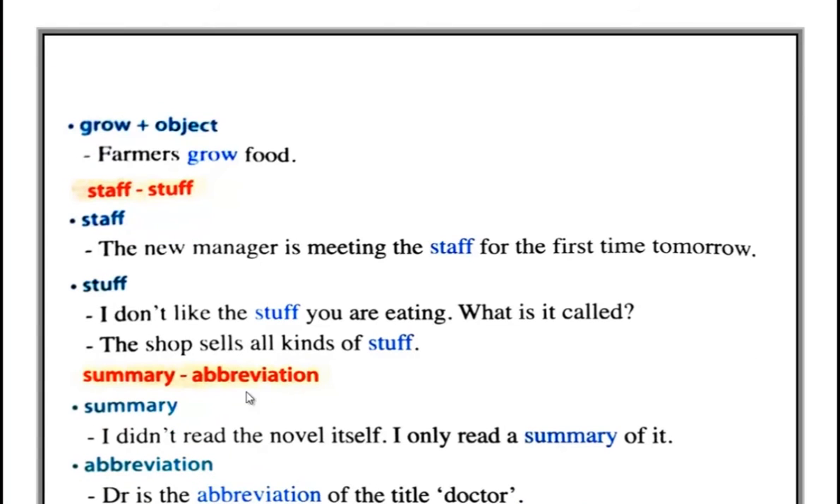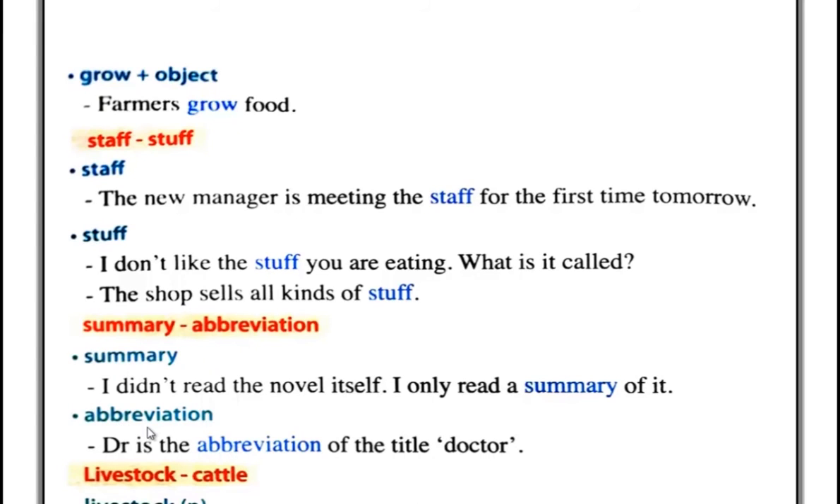Summary and abbreviation. If you write a summary of a story, you tell us about the main ideas or the main points of the story. But abbreviation is the short form of some words. I didn't read the novel itself. I only read a summary of it, the main points written about it. As for abbreviation, the short form of words, Dr. is the abbreviation of the title doctor.